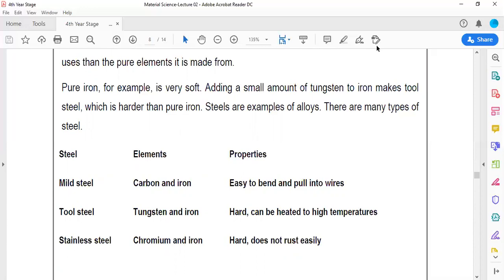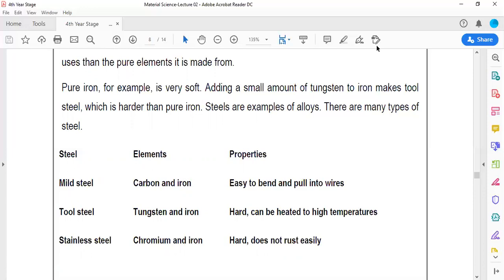Adding a small amount of tungsten, which is a metal, an element, to iron makes tool steel, for example. Tool means equipment, tools used in work. Which is harder than pure iron. Steels are examples of alloys. There are many types of steel. Of course, we don't want to go through all steel. We just want to know that steel is mainly a metal, which is iron, with some additives of other elements.